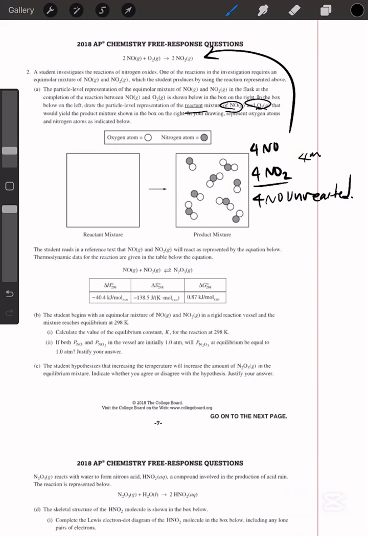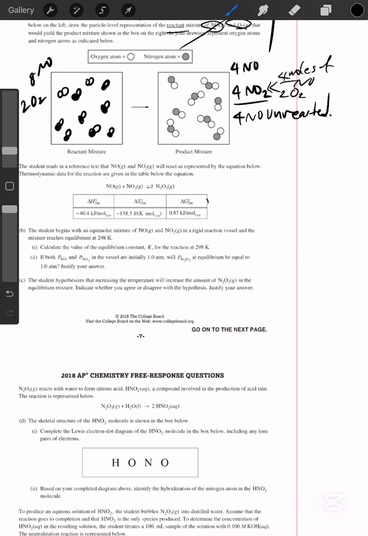produced, which means that 2 moles of reaction happened, if that makes sense, because in one reaction you make 2 moles and then you have 4, so that means 2 moles of reaction happened. So you would double the reactants, and also you would add the additional 4 NO that was unreacted. Alright, so you end up with 8 NOs and 2 O2s.